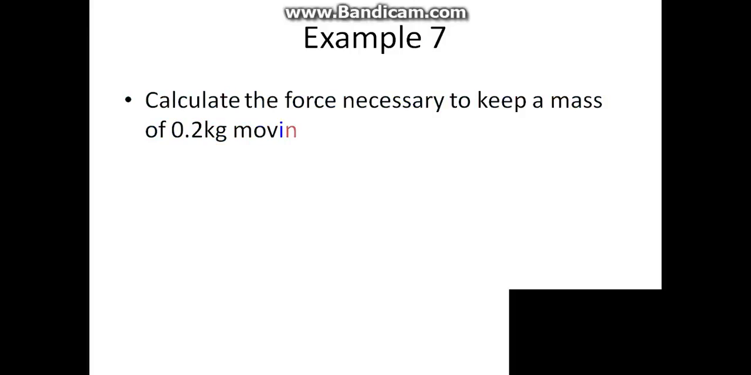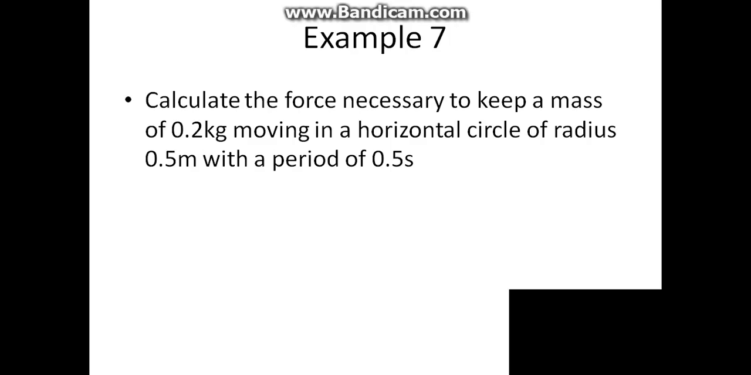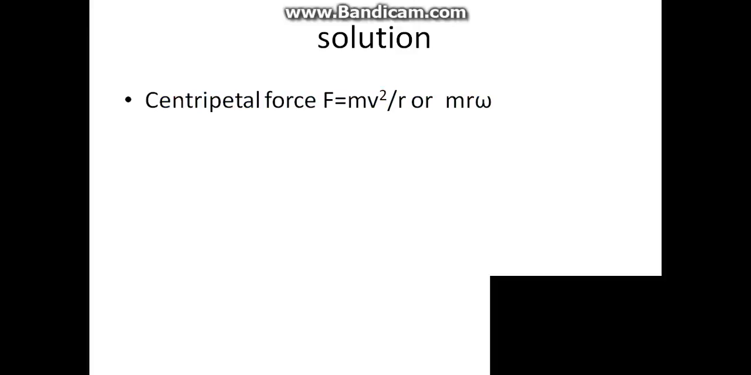Example 7. Calculate the force necessary to keep a mass of 0.2 kg moving in a horizontal circle of radius 0.5 meters with a period of 0.5 seconds. Solution. Centripetal force F is equal to mv squared over r, or m r phi squared. The period T is equal to 2 pi over phi, the angular velocity, so phi times T is equal to 2 pi.